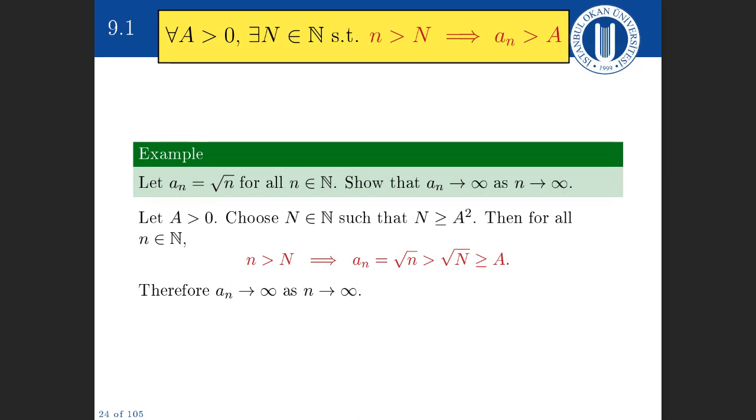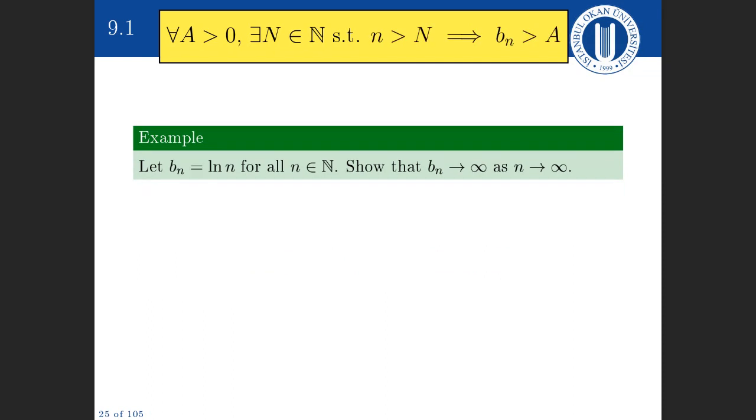Let's do another example. And this time I'm going to show you how to find capital N. Let Bn be the natural logarithm of n. Show that Bn tends to infinity as n tends to infinity.